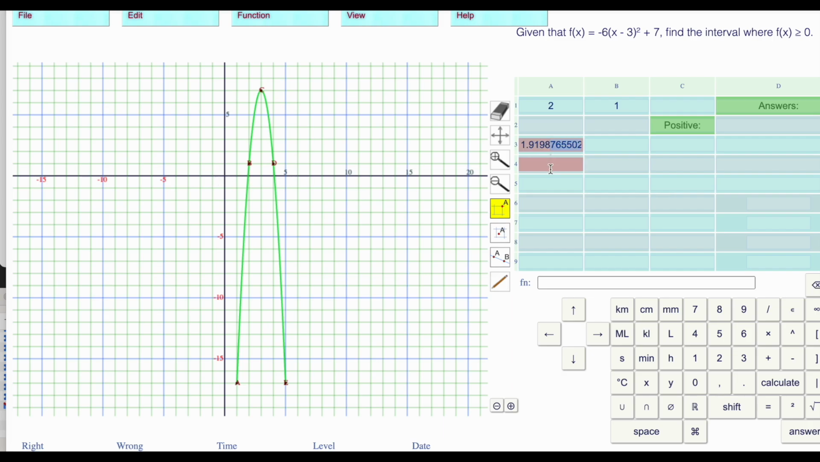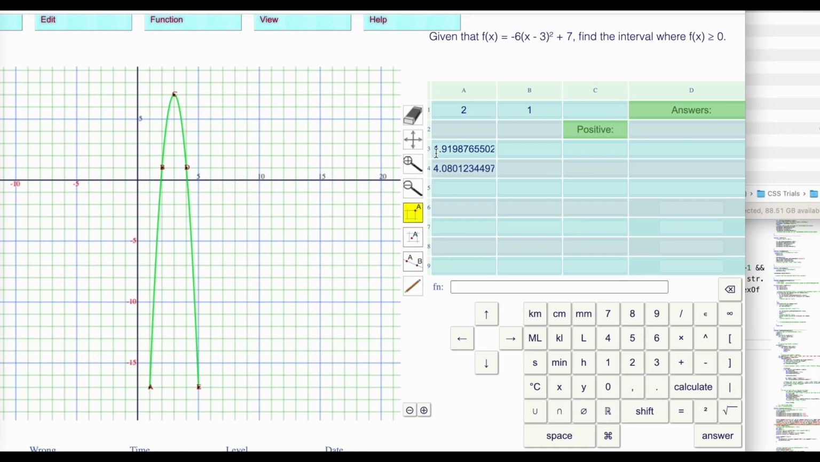And our x2, so I'm just going to fill this down because all we have to do is change this minus to a plus. We end up getting 4.08, which does make sense here. These are our two values. X is positive between these two values.